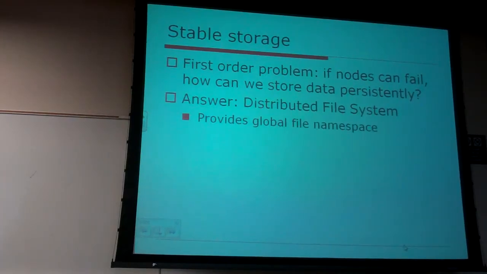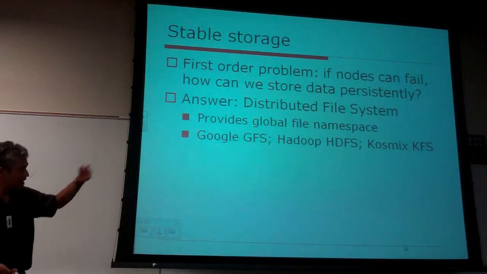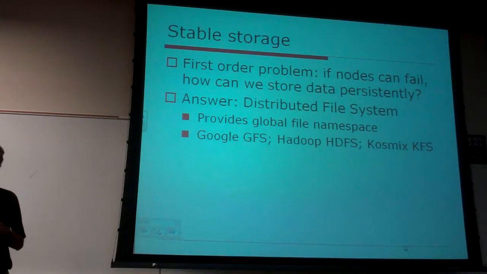So distributed file system. That's a Google file system that was developed. Okay. So you come up with a global file namespace. There are examples, GFS, Hadoop, and Cosmix is there because Anand Rajaraman was giving a talk. I guess he was one of the people who was doing this course, and his company is Cosmix, which got bought up by Walmart last year.